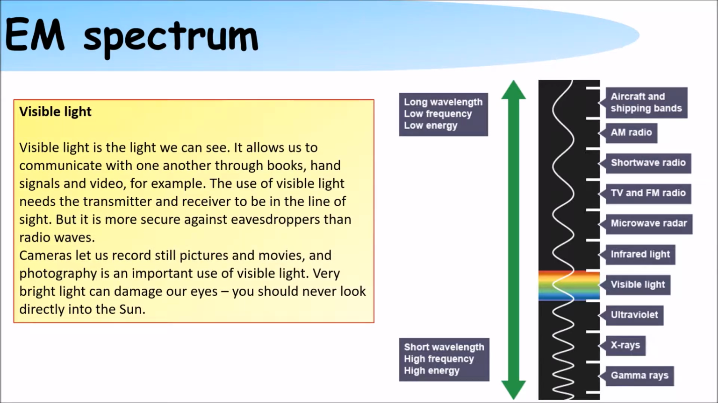Visible light is the light that we can see. It allows us to communicate with one another through books, etc.